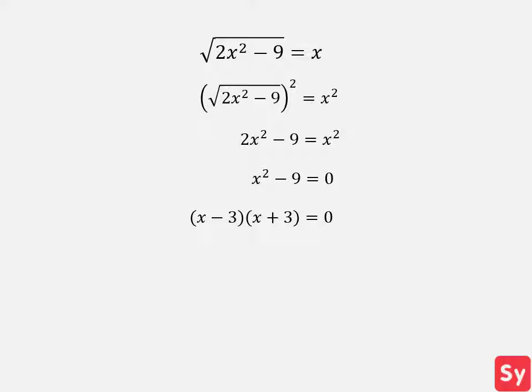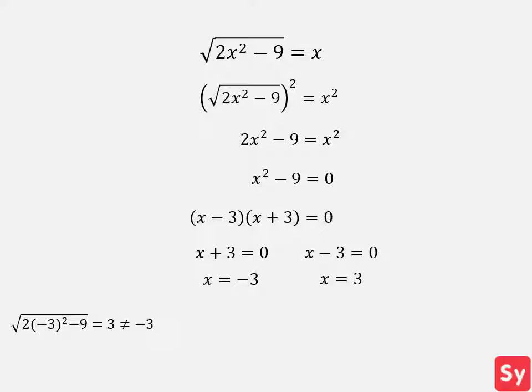Now we can split the equation into two to solve for x. We solve for x and get x equals negative 3 and x equals 3. Finally, we check the answer. We plug negative 3 into the equation and get that it does not equal negative 3, so this is not the answer. Now we plug 3 in for x and see that this does equal 3, so x equals 3 is our answer.